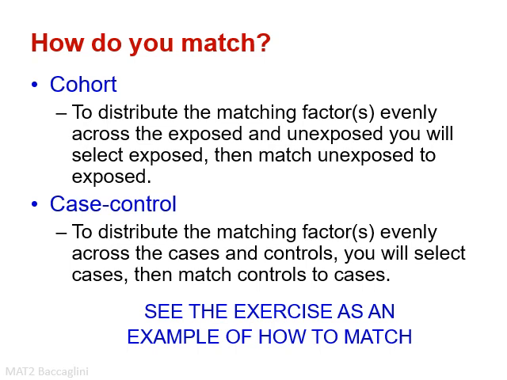we want the matching factor to be evenly distributed across the exposed and unexposed. So you'll select the exposed and then you match the unexposed to the exposed. So if the exposed is smokers, you will select smokers and then you'll match the non-smokers to the smokers, for example, by age or gender or whichever factor you are interested in.